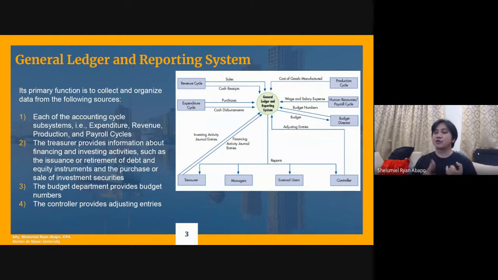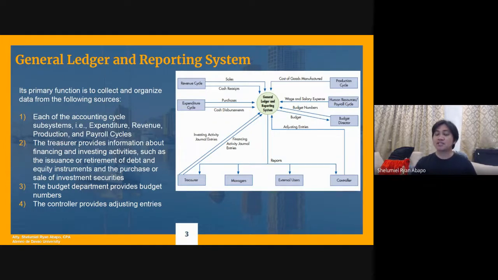Another source would be the budget department, which provides the budget numbers, and these budget numbers are entered into the general ledger and reporting system for purposes of computing later on the variances, which we will discuss as we move forward in this chapter. And the fourth source will be the controller, which provides the adjusting entries. These are non-recurring transactions.